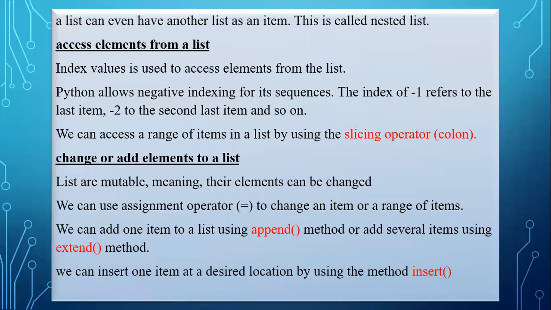How to change the existing item from the list? Which symbol are we using? The equal to symbol. So we can use the assignment operator equal to change an item or range of items from a list. So first we will see that operation.